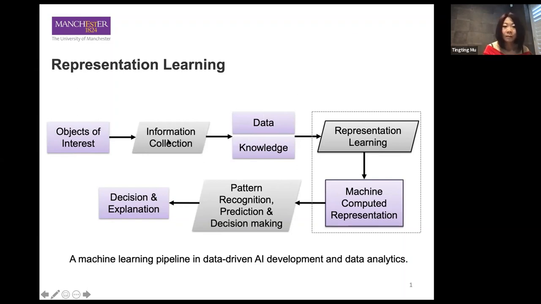If you have some objects of interest you would like to analyze, you start by collecting information on them, which can be in either data or knowledge format. In later slides, we're going to talk a bit more about the difference between data and knowledge. In order to construct a model that can learn from the data and the knowledge, the first thing you need to do is convert it to representations that can be used as the input of a machine learning algorithm. It is almost always the case that the quality of the representations you construct will significantly affect the performance of the machine learning model in your targeted task.